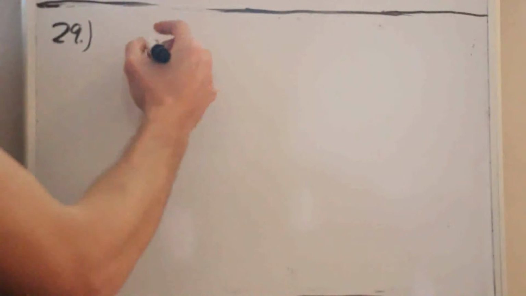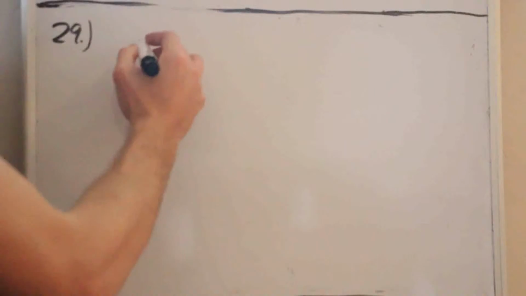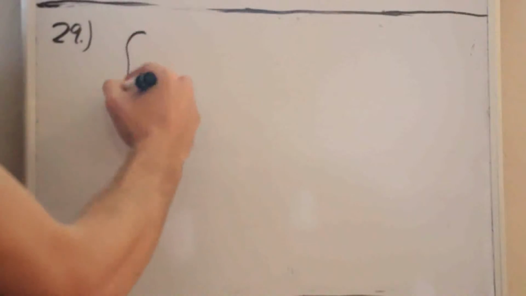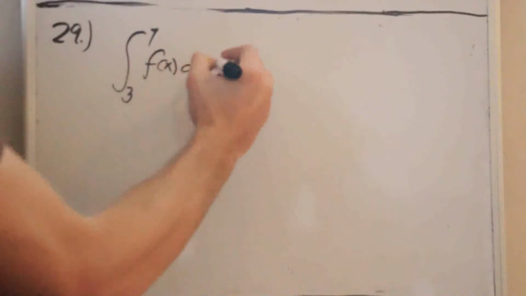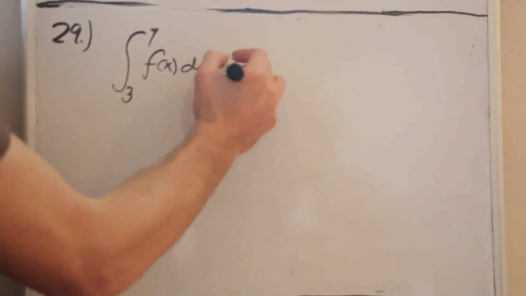Alright, the average value of a continuous function f of x on the closed interval 3 to 7 is 12. So what's the value of the integral from 3 to 7 of f of x dx? That's what the question says. They want to find the value of this.